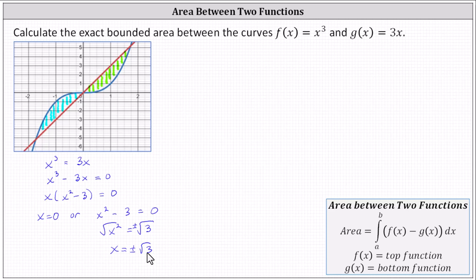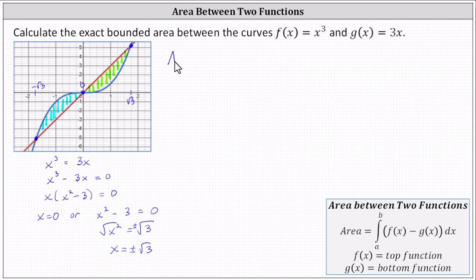Notice we have 3 points of intersection, 1, 2, and 3. On the left, the x-coordinate is negative square root 3. In the middle, we have x equals 0. On the right, we have square root 3. And now we have all the information we need to find the total bounded area.